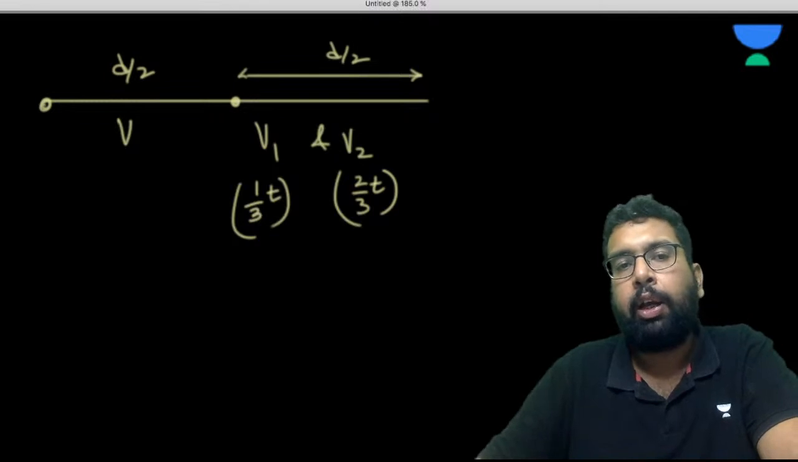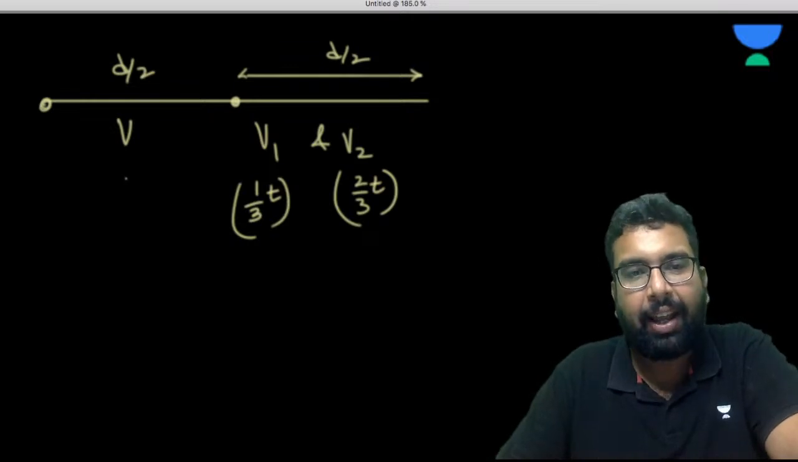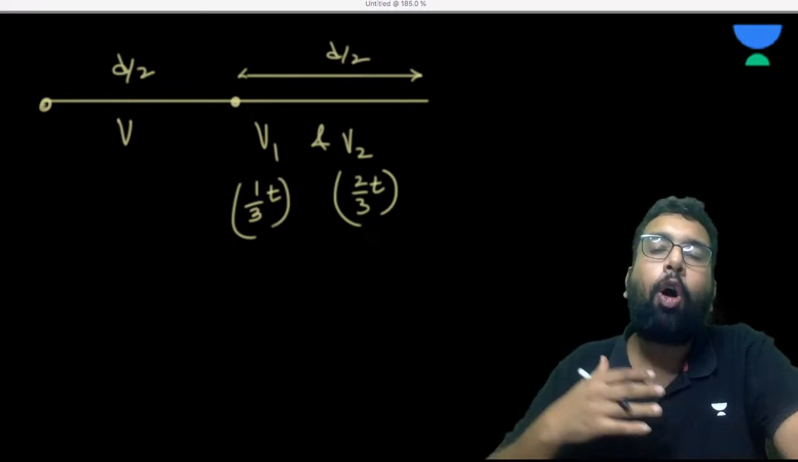Don't worry. Okay. So we have D by 2. Shivesh, don't worry. Yeah, now it is correct. Okay. So D by 2. Shivesh, don't worry.